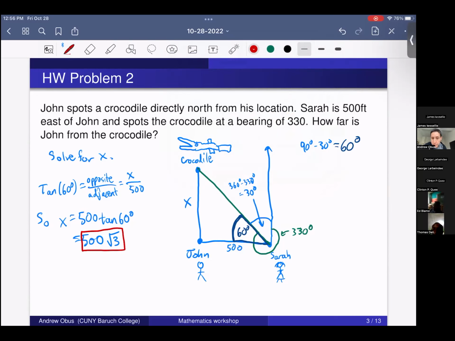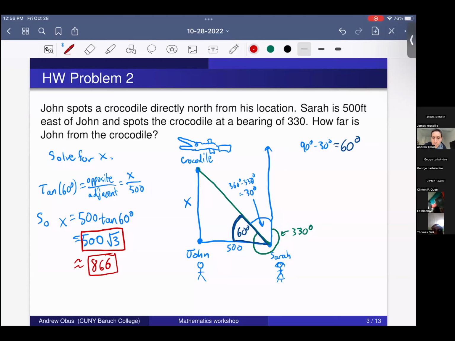Tomas? So what's the value of 500 square root of 3? We can do that out with a decimal if you want. You probably need a calculator for that. So let me see. 500 square root of 3 is about 866.